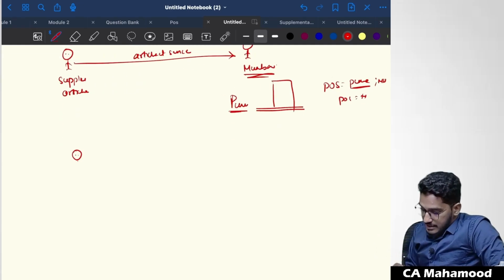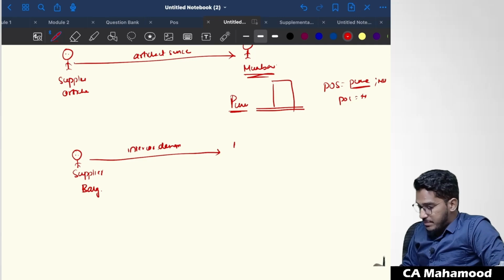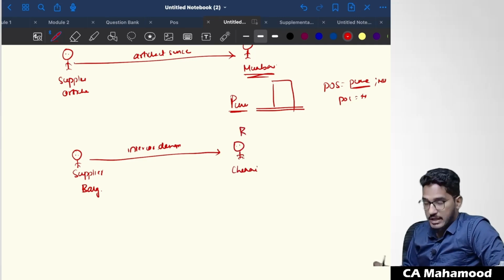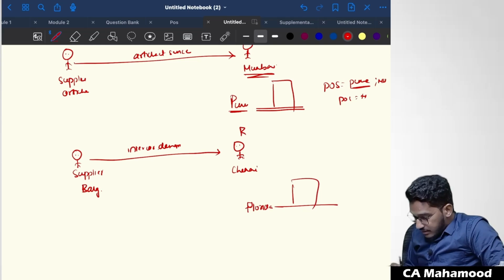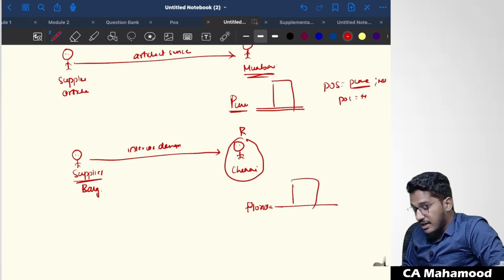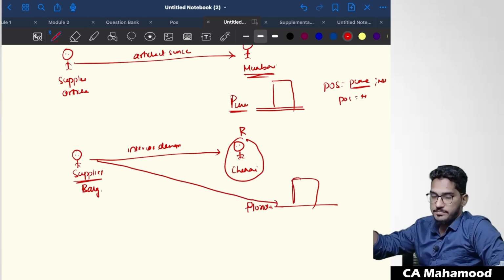Sometimes the supplier will be located in India. Take for example, the supplier is located in Bangalore. He is providing interior design services to the recipient. Where is the recipient located? The recipient is located in Chennai, so the recipient is also in India. But this recipient is having a property in the US, a house in Florida. Now, this supplier is providing interior designing services to this recipient in Chennai for the property which is there in the US.